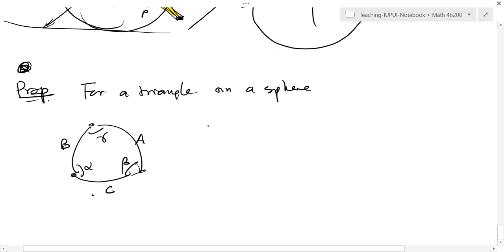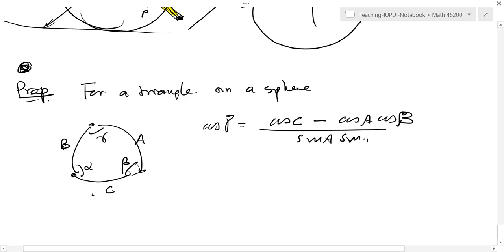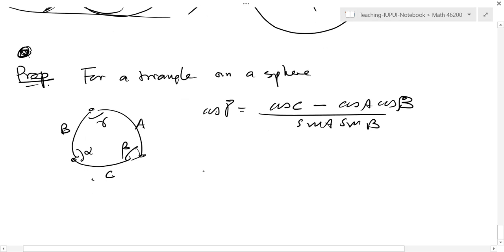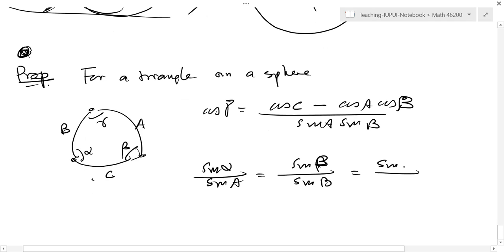We have the following relationship. Cosine gamma is going to be cosine C, okay, all the arc lengths are less than or equal to pi, minus cosine A cosine B over sine A sine B. We also have the following identity. Sine alpha over sine A equals sine beta over sine B.